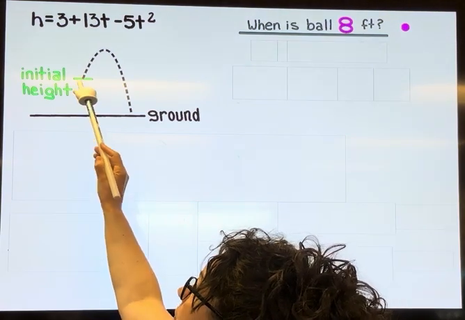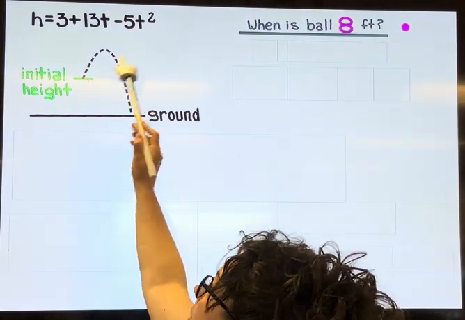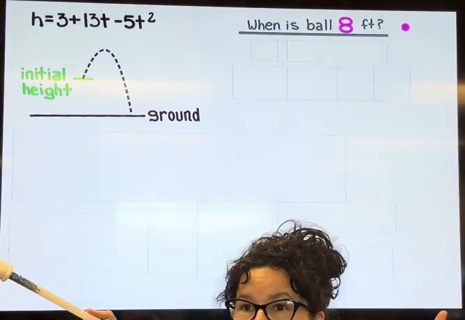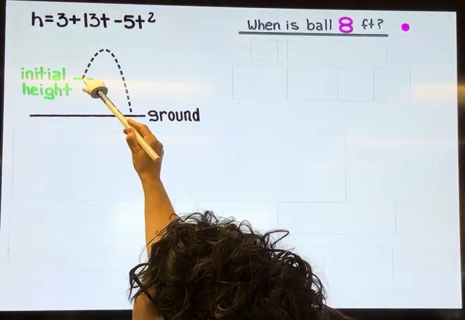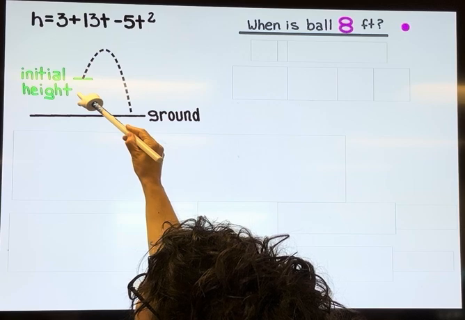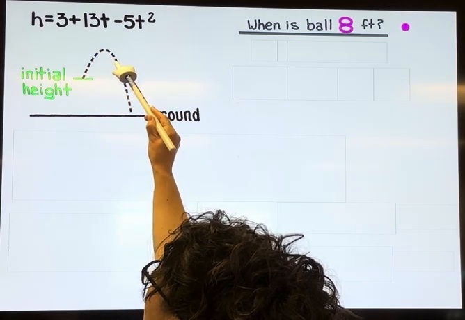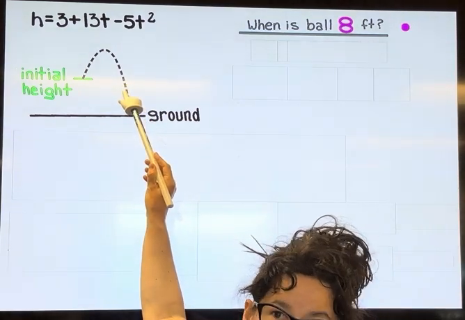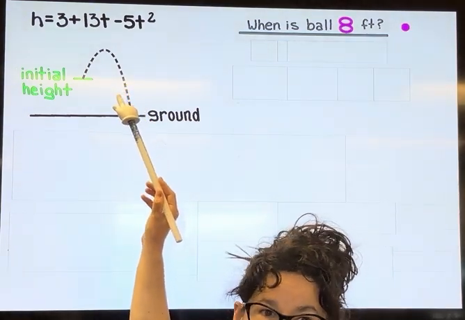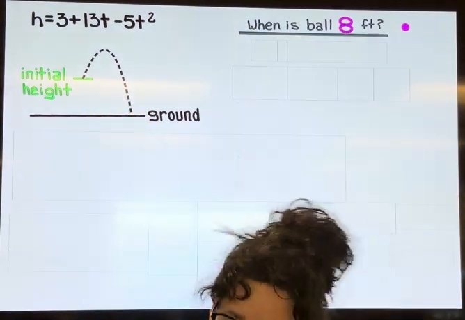Now, if this platform would have been at 15, then I'm only going to have a height of 8 one time. Because if it started off at a height of 15, it would already be above a height of 8. So a height of 15, go up, up, up, down, down, down, and eventually be to a height of 8. So it could have 1 answer, or 2 answers, depending.